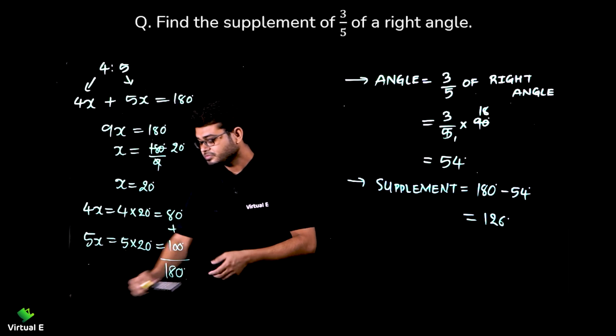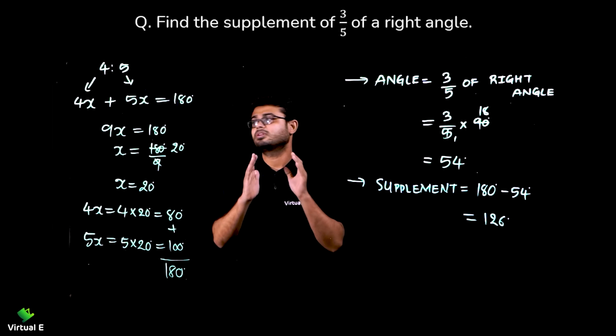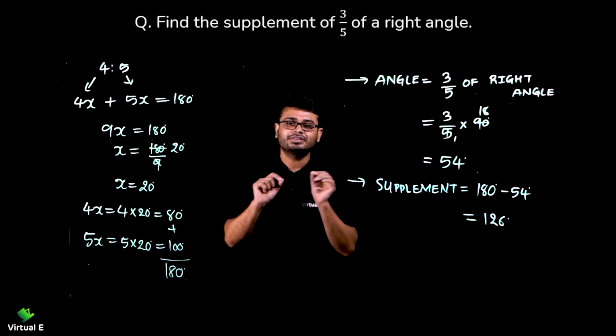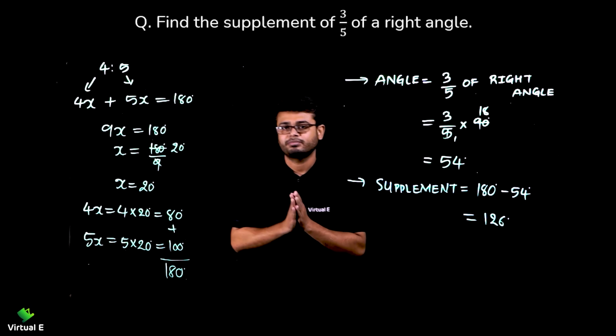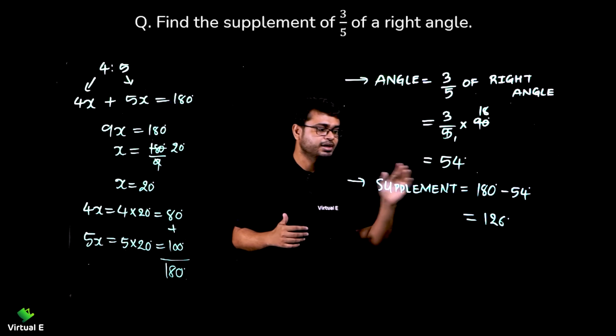Very simple to do, right? The most important part of this type of question is to form the equation properly. If you have the correct equation, it's all about the simplification. That's the most important point. You need to read the sentence properly, understand it, and make the proper equation.